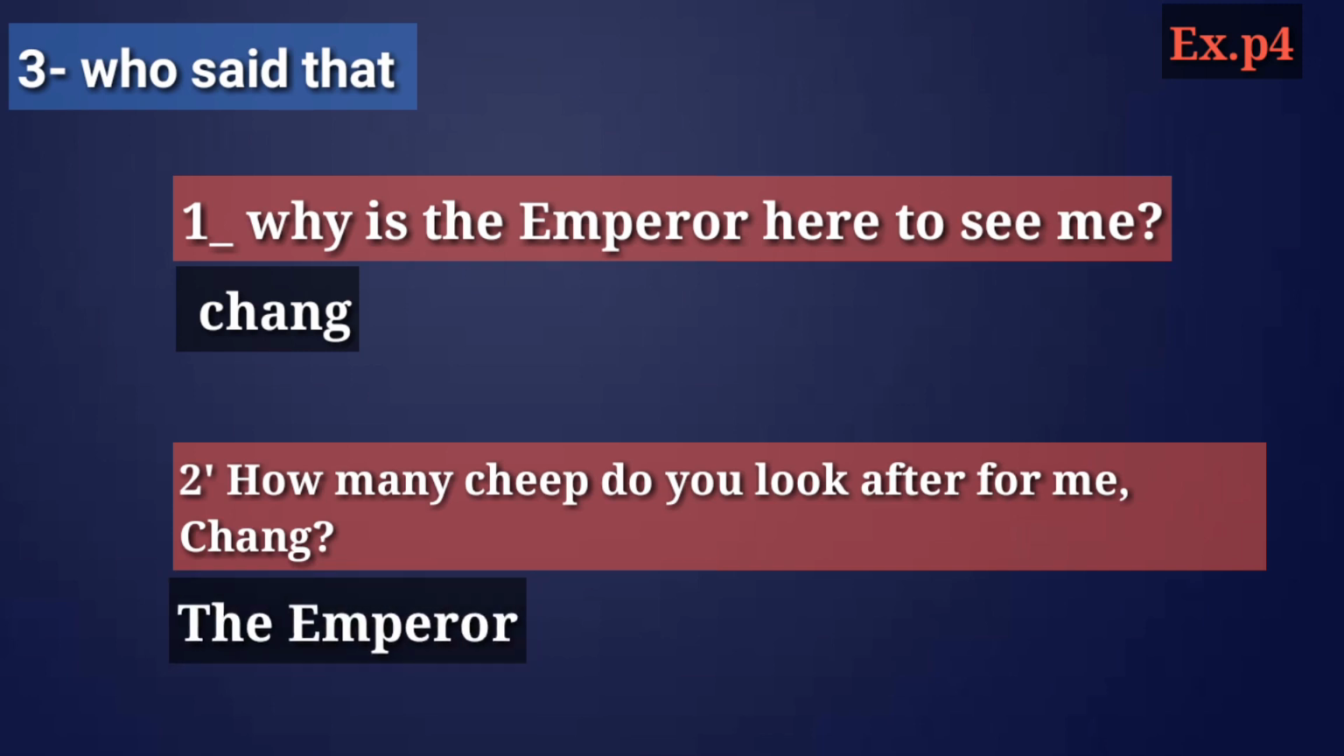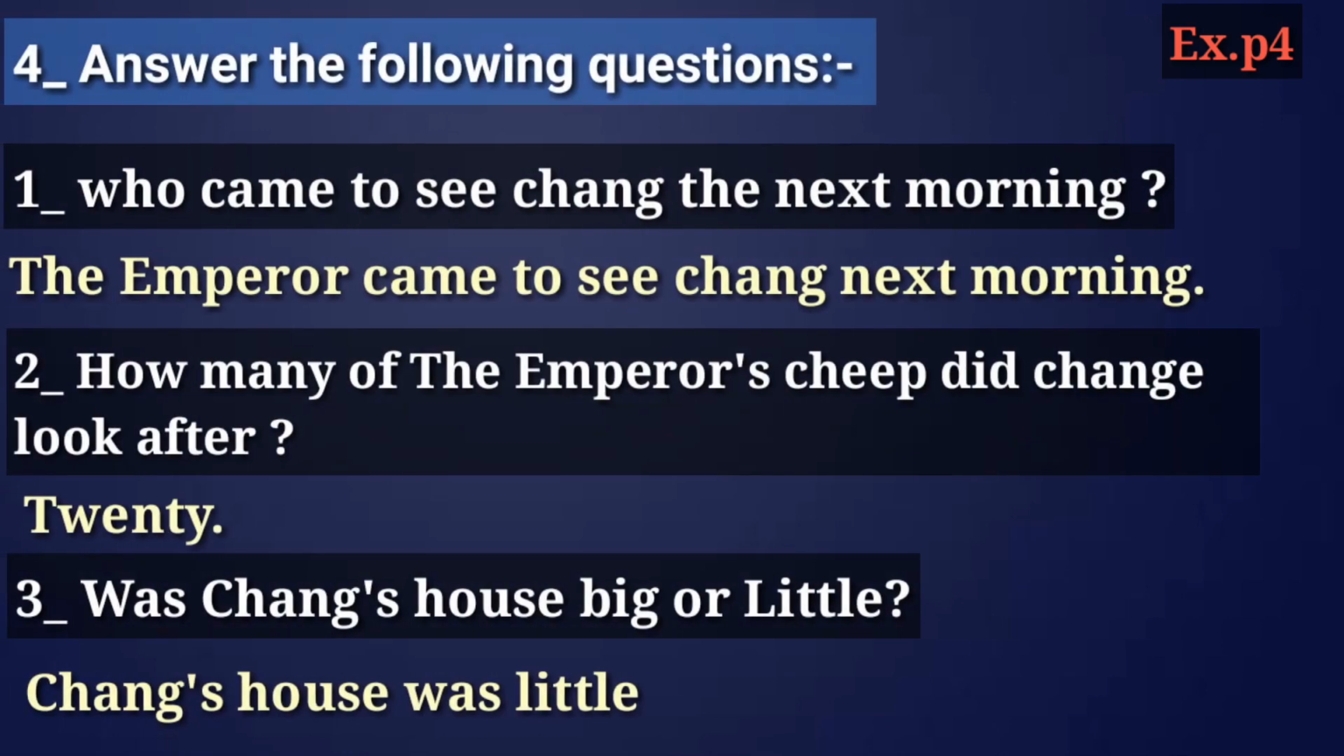Question number 4. Answer the following questions. Number 1. Who came to see Chang the next morning? The answer is the emperor came to see Chang next morning. Number 2. How many of the emperor's sheep did Chang look after? The answer is 20.